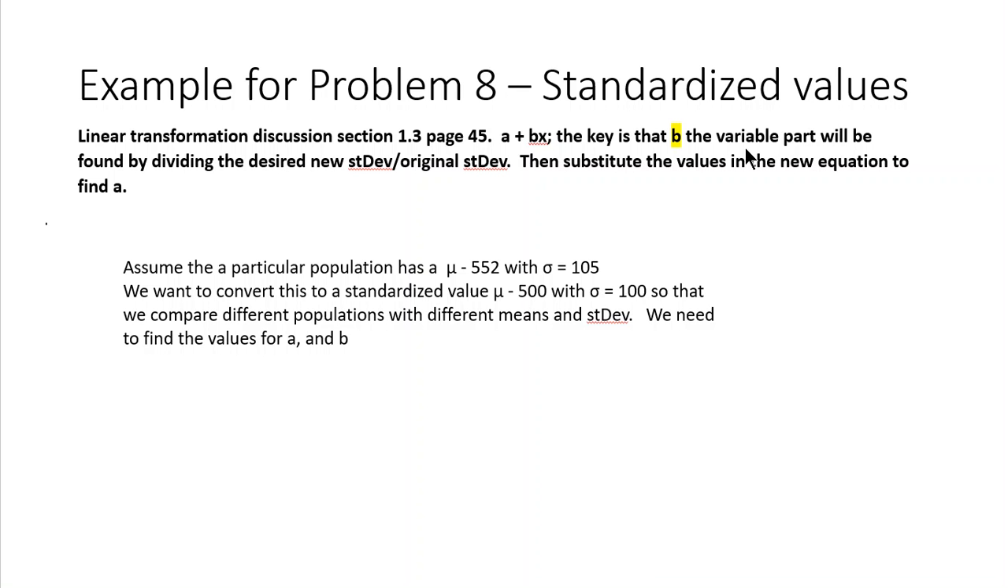You must first find B. B will be the standard deviation of the new rate over the standard deviation of the old. So in this case, it's going to be 100 divided by 105.